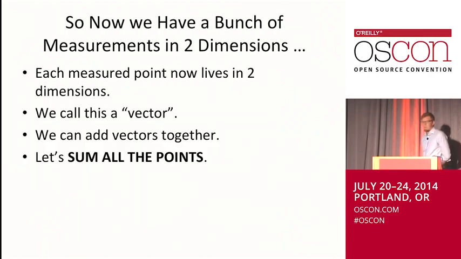So now we have a bunch of measurements in 2 dimensions. We've taken all the measured data, we've coiled it around this clock face for a specific frequency. So every point in our measurement now lives in these 2 dimensions. We call this a vector. It's a line. And we can add these vectors together. So in other words, we're going to take all of our measured points, project them into 2 dimensions, and then we're going to sum all the vectors together.